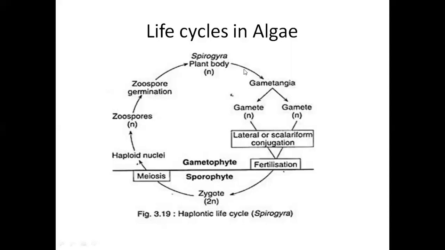Now, we are going to study the life cycles in algae, how they reproduce. Obviously, they are reproducing by asexual and sexual methods. But now we will discuss how this reproduction proceeds. Now, there are four life cycles in algae. We are going to start with the haplontic life cycle.